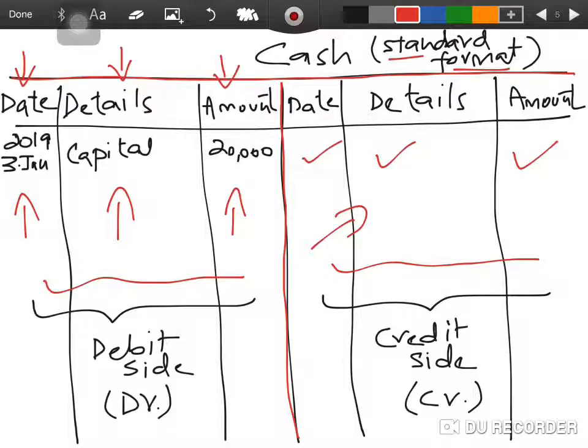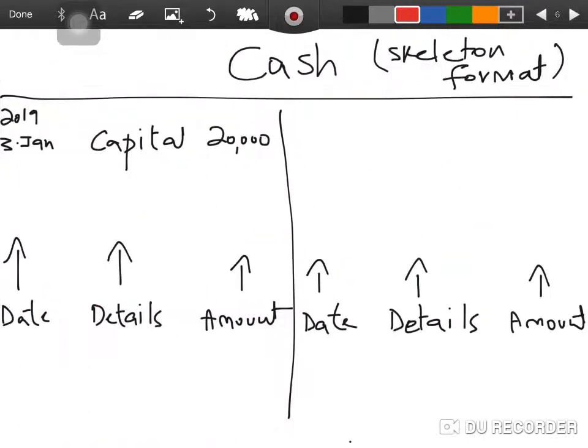Okay, so this is a T account, and this is the same T account without the columns drawn, and it is called the skeleton format. Why do we call it the skeleton format? Because we are not making the columns here, but we still have to follow the same procedure. On the leftmost side we have the date, in the middle we have details, and on the rightmost side of both the debit as well as the credit side we have the amount. Okay, so date, details, and amount. So this is how you prepare a T account.